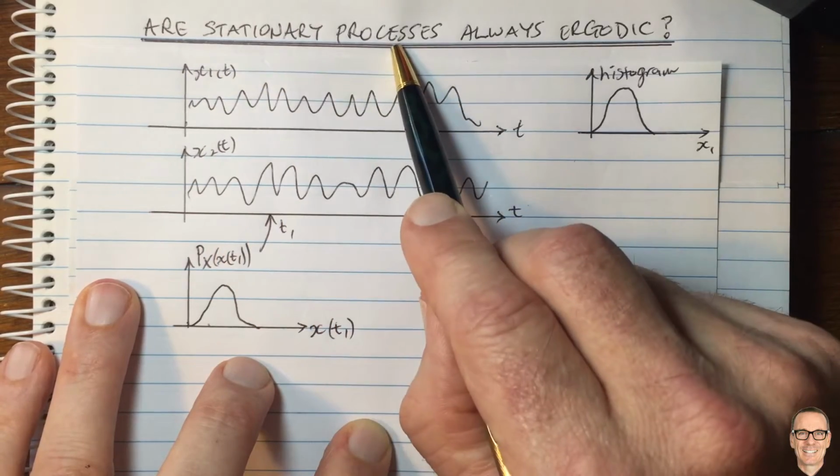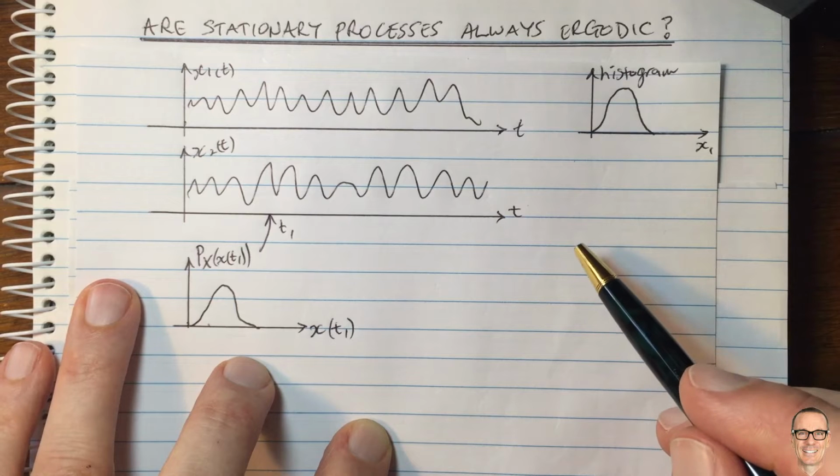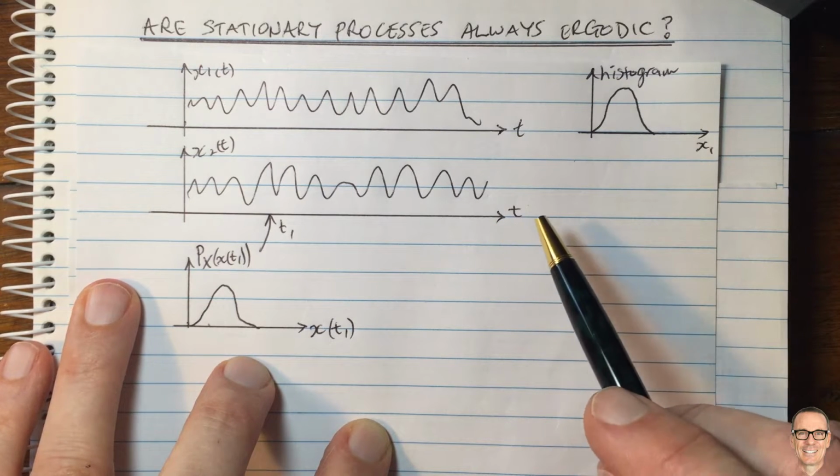Are stationary random processes always ergodic? Intuitively, it's tempting to think that they are, but in fact, they're not. So let's just think about that intuition.